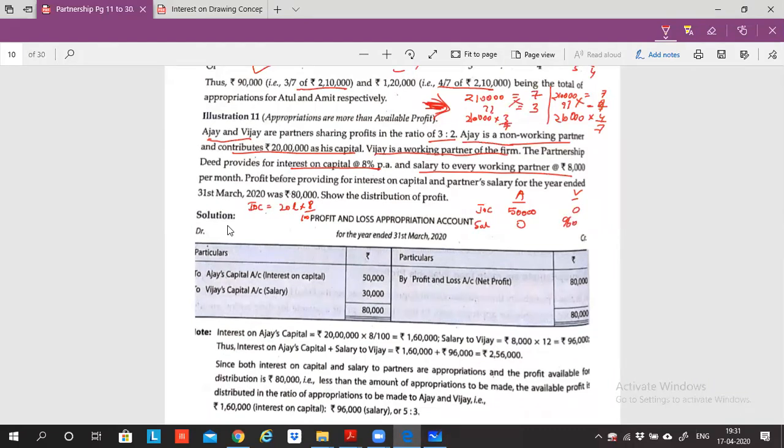So interest on capital is 20 lakh into 8 by 100, which is 1,60,000. 8 2s are 16, so 1,60,000. You're right, my mistake. Is this correct? Now the total of 1,60,000 plus 96,000 is how much? The total is 2,56,000 rupees.